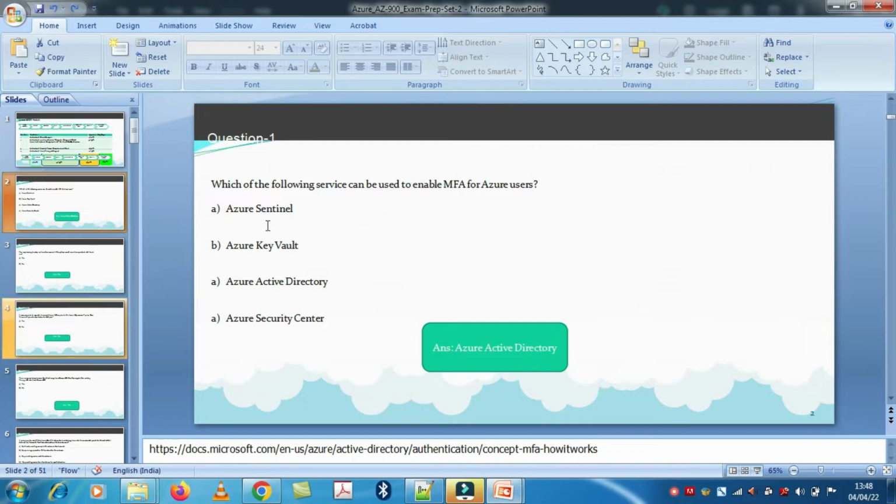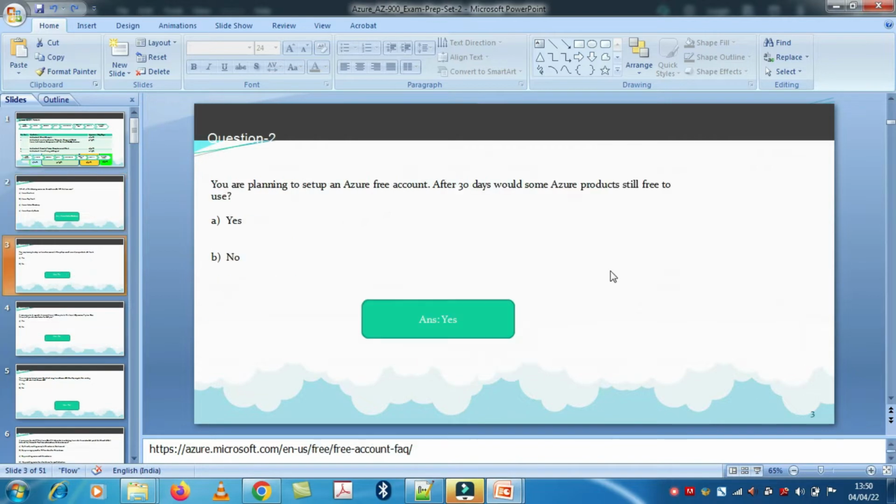Okay. And for the rest, Azure Sentinel, Azure Key Vault, Azure Security Center, you need to get all these definitions, right? So, okay, moving to the next question: you are planning to set up an Azure free account. After 30 days, would some Azure products still be free to use? Yes, absolutely, it is free to use.